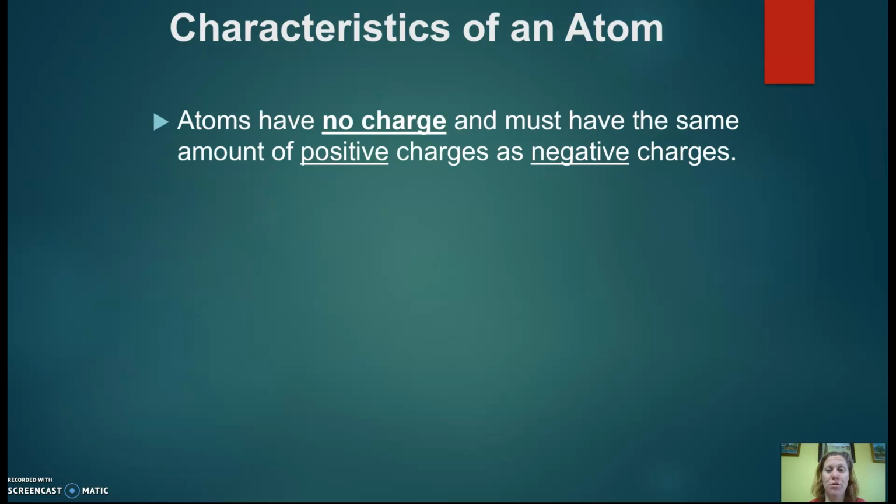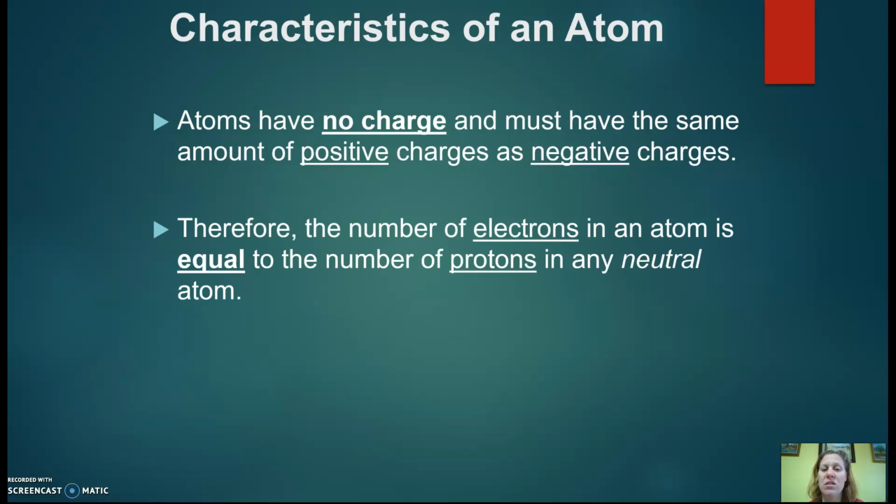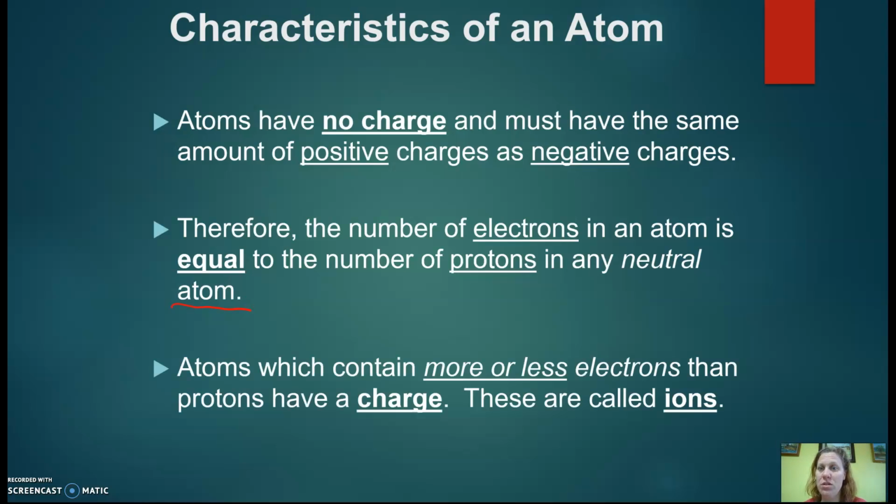Atoms have no charge. They have the exact same number of positives and negatives, which means protons and electrons are equal in atoms. So that's going to be your giveaway. If you see the word atom, it means no charge. But as soon as you have more or fewer electrons than protons, you have a charge. It's called an ion.